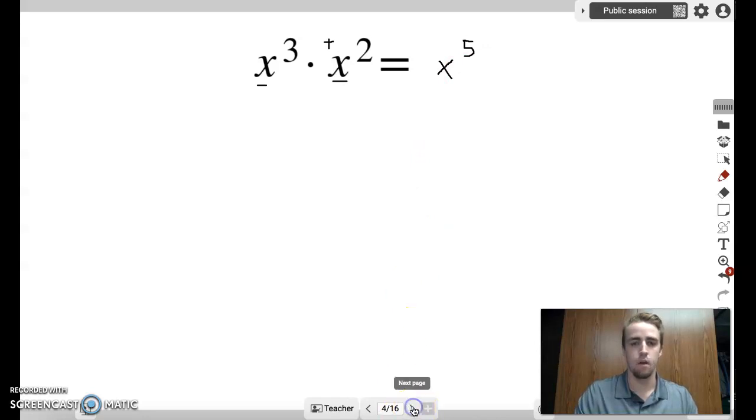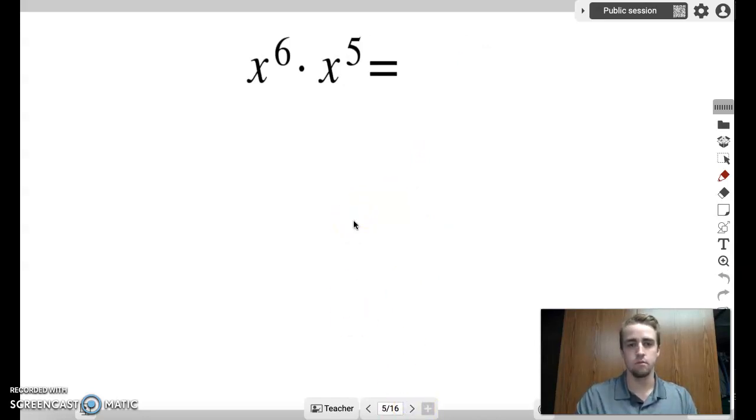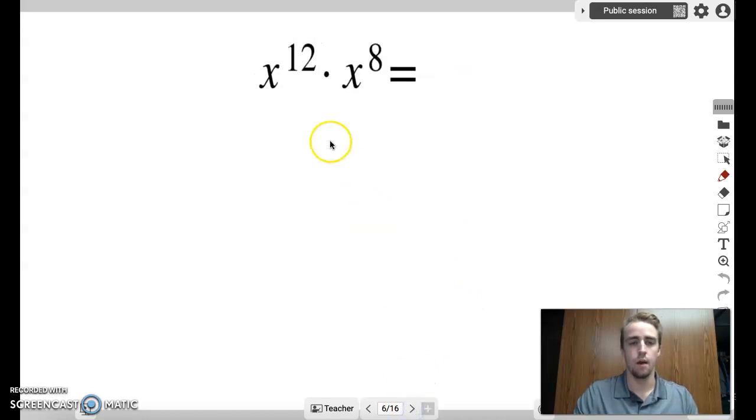Could anyone help me with this one? Yes, we're going to keep the x. Then what are we going to do? Yep, very good. We're going to add the exponents, and we're going to end up with x to the 11th power. Very good. All right, how about this one?